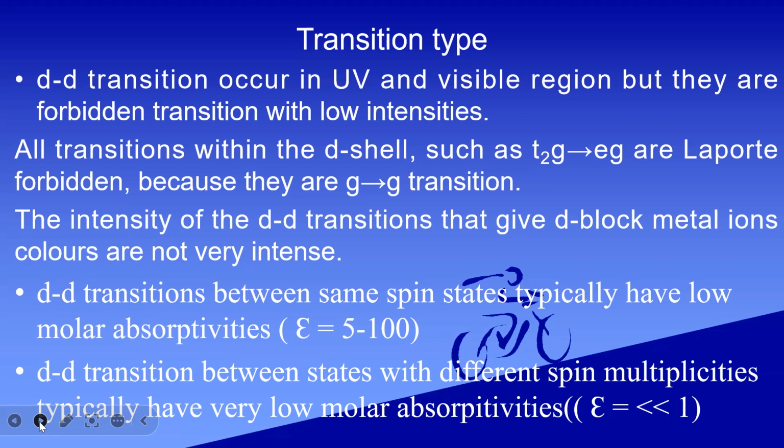The DD transition between the same spin states typically has low molar absorptivities, that is, epsilon is 5 to 100. The same DD transition between states of different spin multiplicities has very low molar absorptivities.